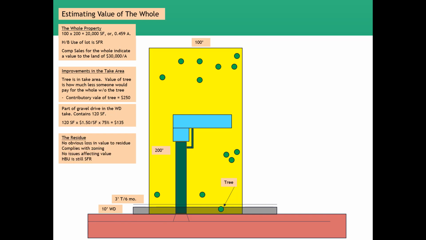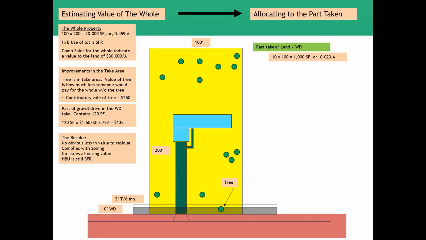The residue, it's obvious there is no loss in value to the residue. It complies with zoning, no issues affect value, highest and best use is still single family residential. So now we're going to move to the right side of the screen. So we're going to allocate to the part taken.